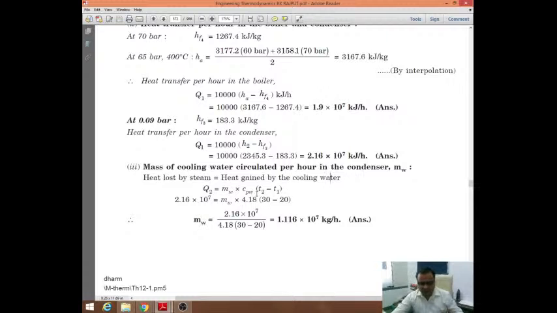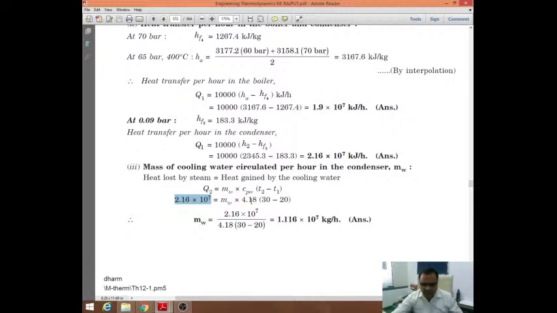Just to recall, the temperature of the cooling water was changing from 20 to 30, and the heat given to this cooling water is equal to the heat rejected by the condenser. So the heat loss by the steam into the condenser, that we have already calculated. Q1, I mean it should be Q2, okay, and that is 2.16 into 10 to the power 7. So you can see this value is taken here.